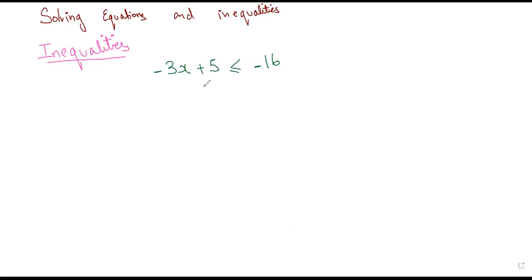In order to solve this, we need to find the range of x. How do we do that? Again, by making x the subject. Let's do it. So we have minus 3x less than equal to minus 16 minus 5. Minus 3x less than equal to minus 21. Now, what is the next step? Next step is to take this minus 3 to the other side of the inequality.